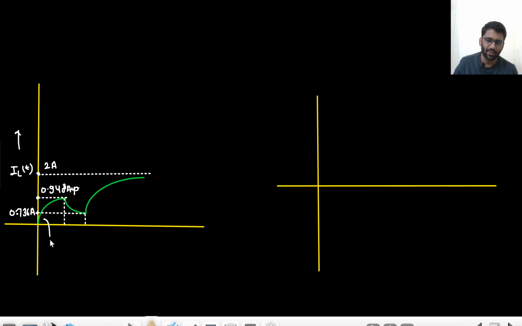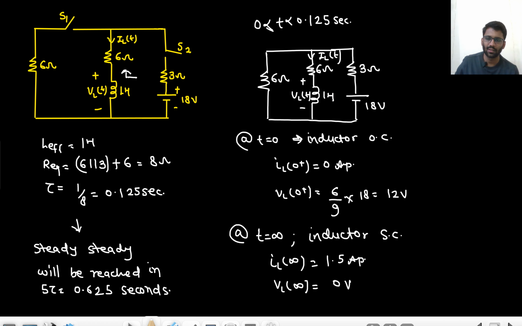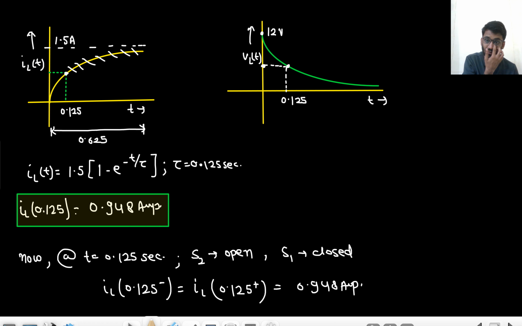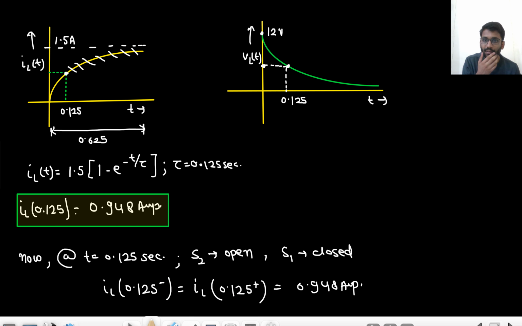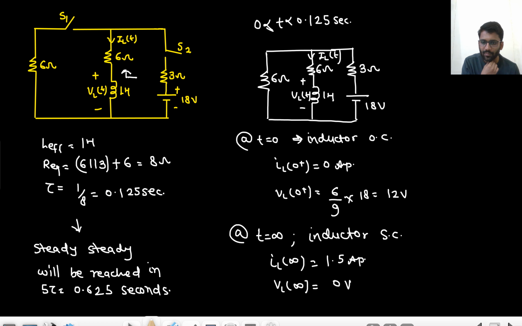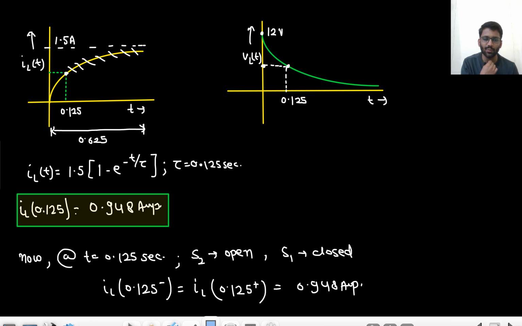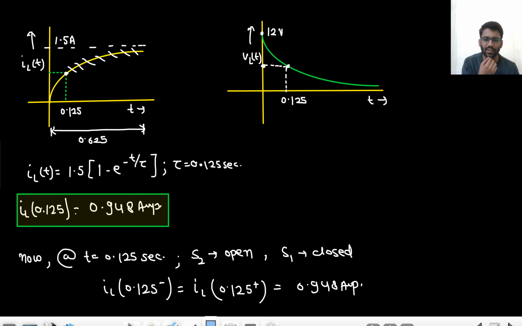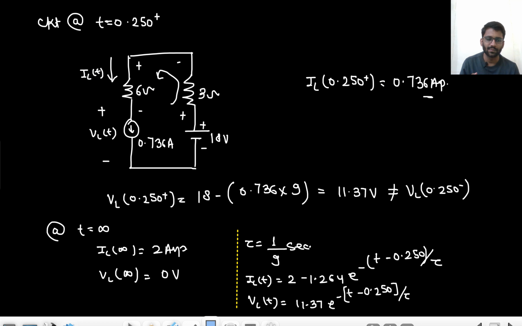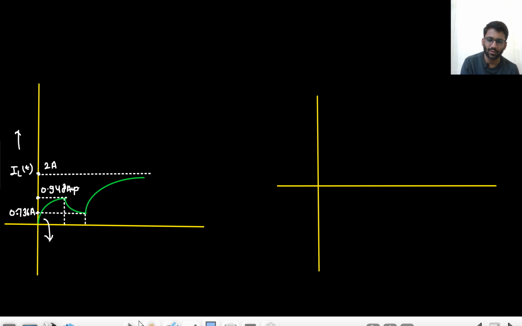For each cycle, the time period is different. What is the time period for the first one? It was 0.125, right? The time period also we need to highlight: 0.125 second. Then for the second one it was 0.083. So it was 0.125 time constant.